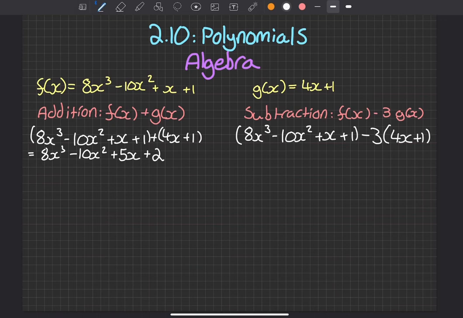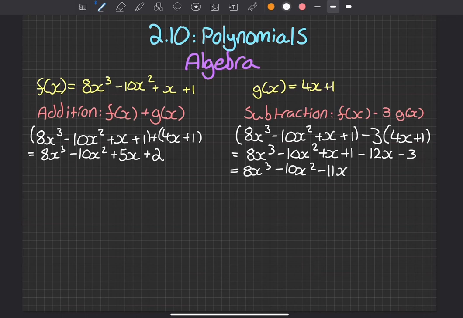So now this 3 here is multiplied by every term in the brackets, right? So you just, first of all, expand the brackets. Minus 3 times... plus 1 minus 12x minus 3, right? And then you just combine your like terms as usual. So this plus x and this minus 12x will combine to minus 11x, plus 1 minus 3 combine to minus 2, right? And then after that, we move on to multiplication.